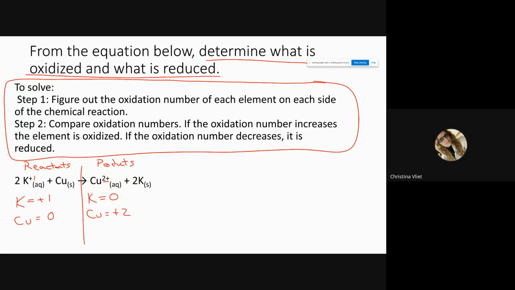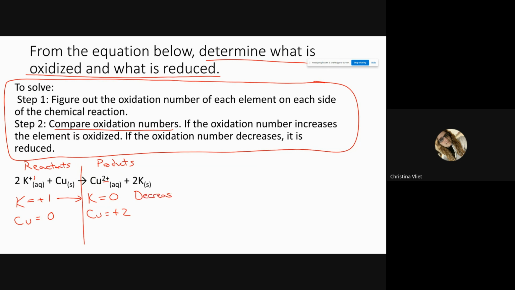And so now that you know what the charges are for each element on each side, this is where you do step 2, which is to compare. Look at what happens to potassium. The charge goes from +1 to 0. Is that an increase or a decrease in charge? That's the way to think about it. Does that number go up or does that number go down from 1 to 0? So that's what we would call a decrease, right?